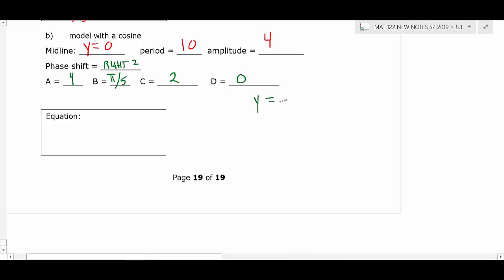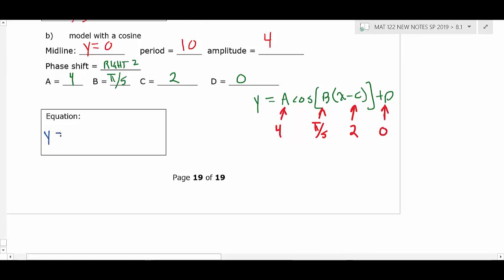So we'll use the cosine equation. We'll have y equals A cosine B times x minus C, and then plus D. Okay, so plugging everything in, the amplitude's 4, B is pi over 5, C is right 2, so I'm just going to put a 2 in there, and then D is 0. Okay, so a good answer to this problem would be y equals 4 cosine pi over 5 times x minus 2, and then that should take care of it.